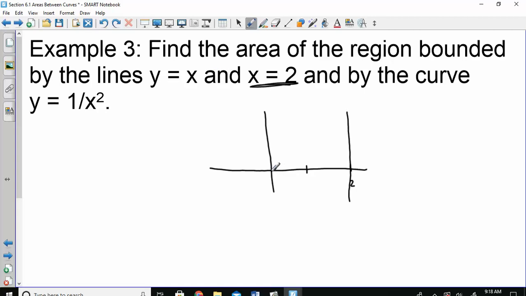Y equals x, we know that's just a line. You put in 0, you get out 0. If you put in 1, you get 1. If you put in 2, you get 2. What would I do about the 1/x squared? Can you put in 0? No. What if you put in 1? 1/1 squared is 1. If you put in 2, 1/2 squared would be 1/4. And we know this is just like a vertical asymptote. So it looks like this.